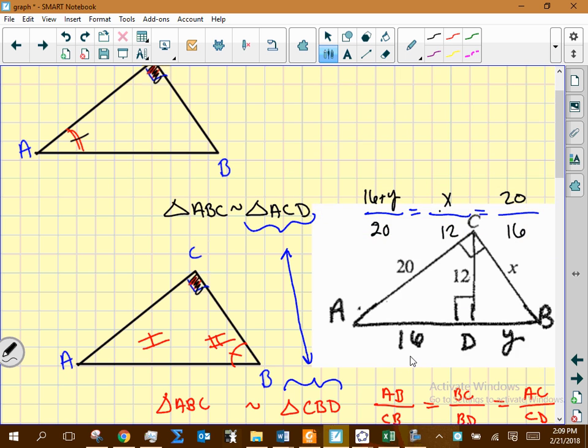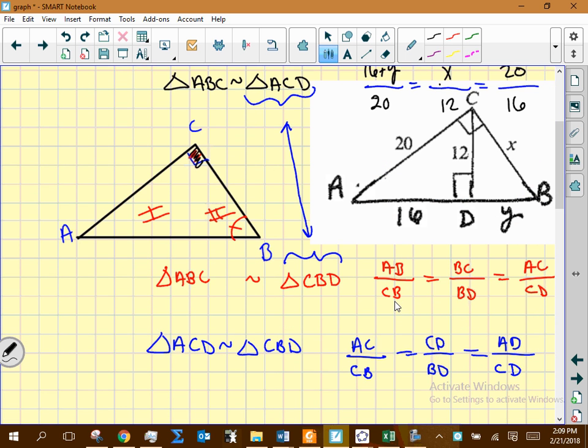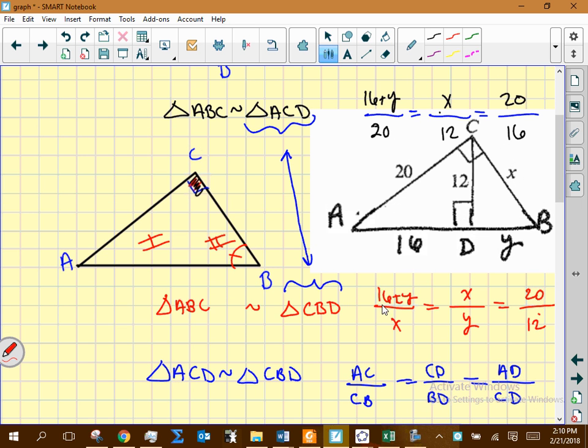So let's kind of move this thing down here and do the red ratios. What would AB be? AB was 16 plus y, right? 16 plus y. CB is x. BC is x, right? BD is y, and then AC is 20, and CD is 12 again. Now, are any of those red ratios existing up here in the black ones? Yes. No. No.